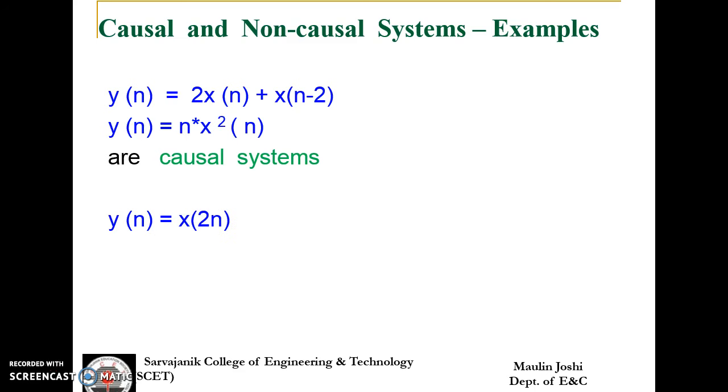On the other hand, if we take y(n) is equal to x(2n), so we can see that if we take n is equal to 1 here, then y(1) will depend on the x(2 into 1).